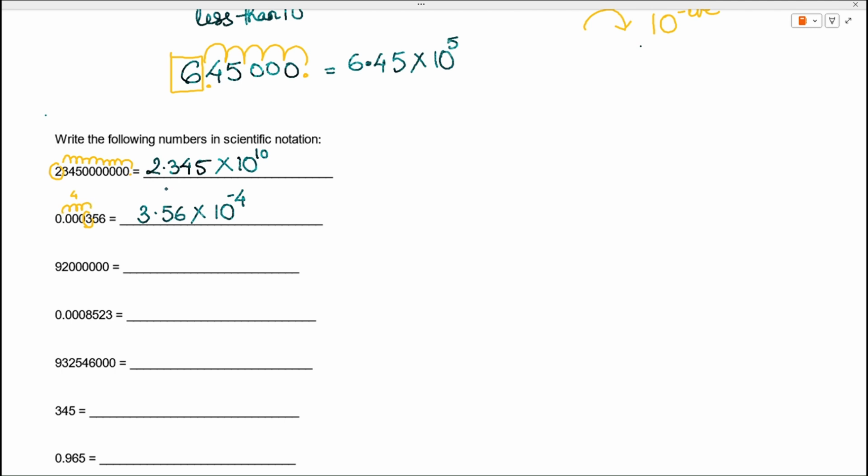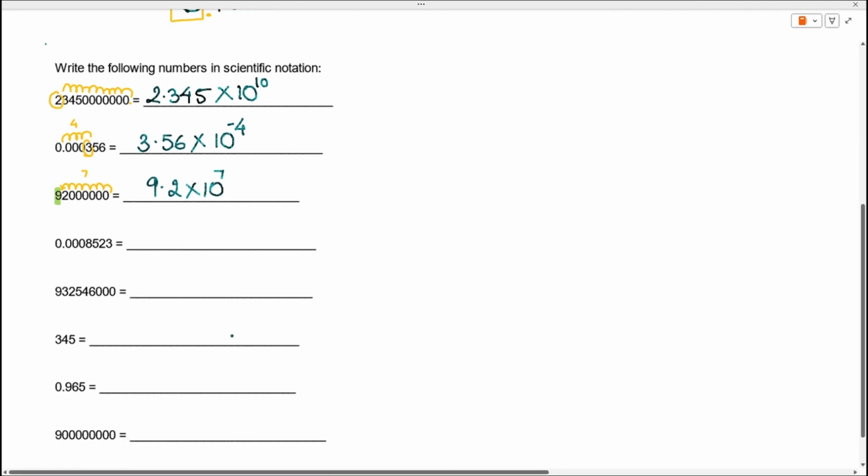For the next question, our first non-zero digit is 9. The decimal being right over here, we have to move it after 9. So 1, 2, 3, 4, 5, 6, 7. So we are moving it 7 places onto the left. So our scientific notation would be 9.2 times 10 raised to the power 7. Let us look at the next one.